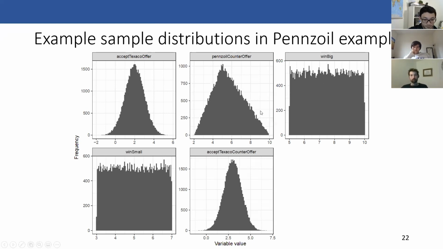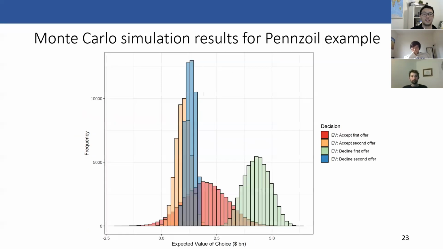And so if I then go through the expected values of each of the decisions, I can slowly compile, as I do draws from these distributions, the value of each of my expected value outcomes. And that ends up looking something like this.